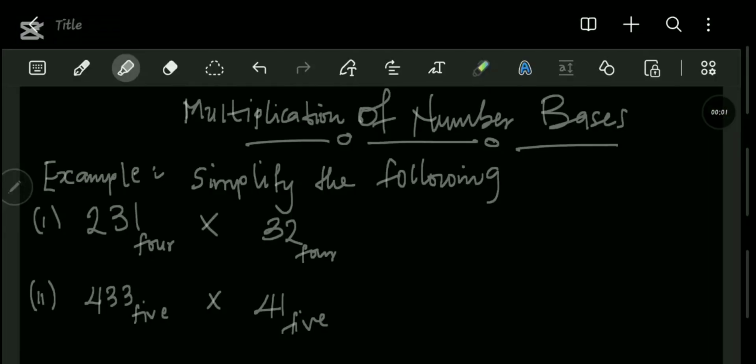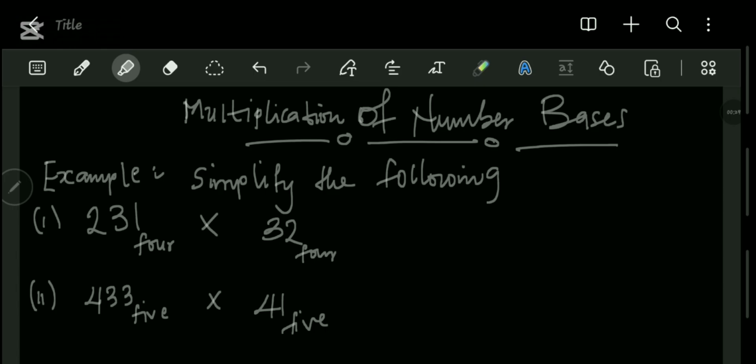Alright guys, welcome to another episode of this lesson, and in this video we are going to be discussing multiplication of number bases. For some couple of days now we've been discussing number base operations, how to perform different kinds of conversion in number bases, and for today we want to look at how to multiply numbers in different bases. Let's have the first example.